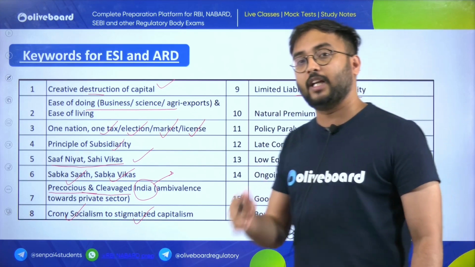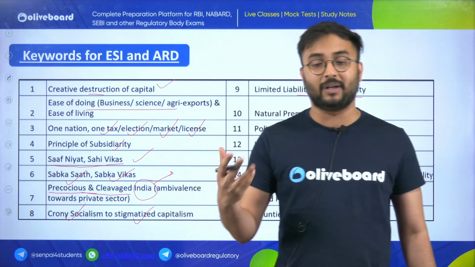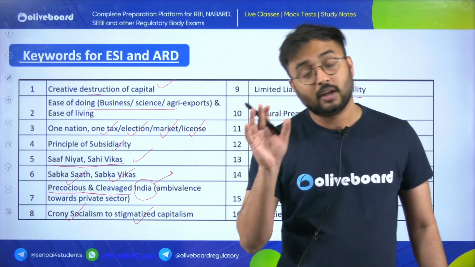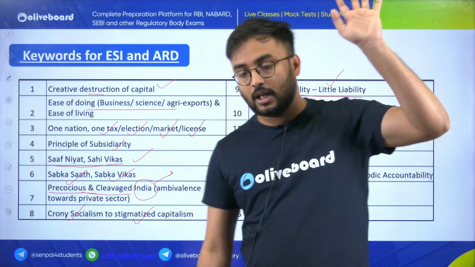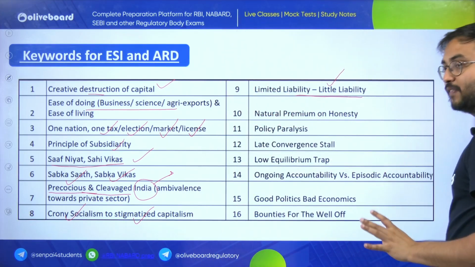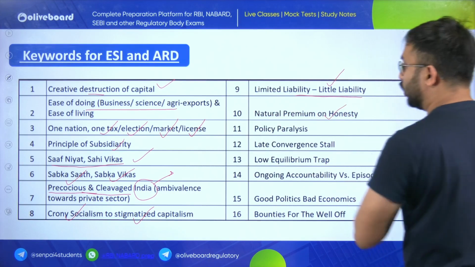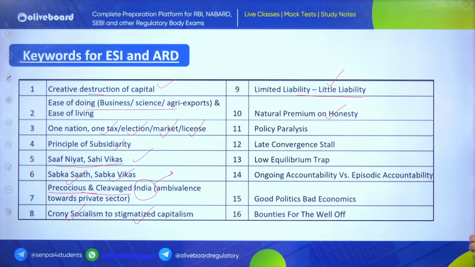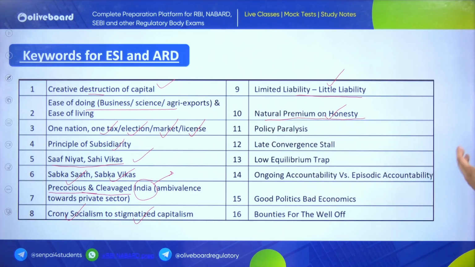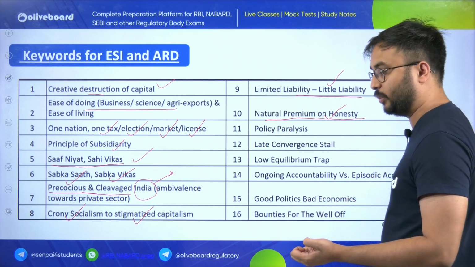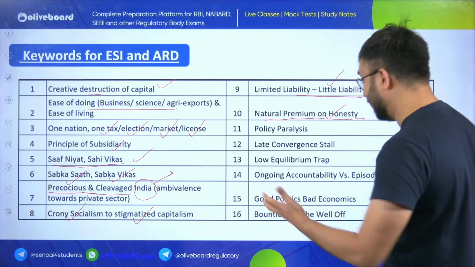Social infrastructure is prerequisite for complete socio-economic development or complete development of a nation. This was a question which was asked in the NABARD descriptive in the past year, right? So in this, the keyword could definitely have been used. Natural premium on honesty. Here you can talk about this natural premium on honesty. Again, you can use this in different paragraphs which are more associated with the ESI.